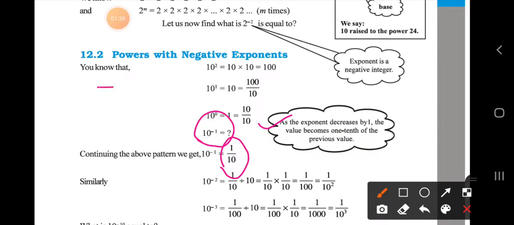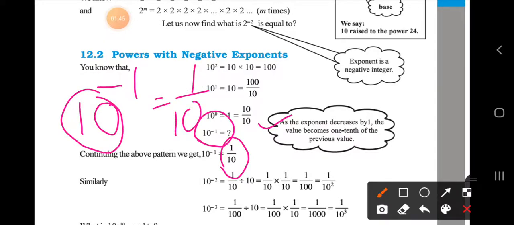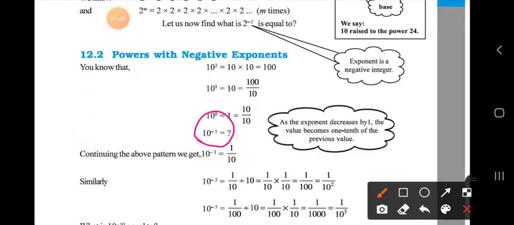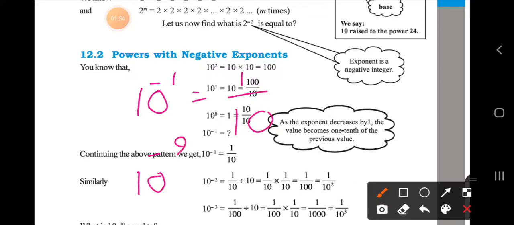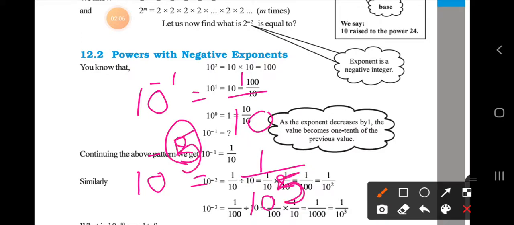So whenever the power of any number is negative, then that number you have to write in the form of numerator and denominator. It means that number will go to the denominator: 10 raised to minus 1 is 1 upon 10. If 10 raised to minus 2 is given, then you have to write 1 upon 10 raised to 2. Your power is 2, that's why here you have to write 2. If 5 is there, then here its power will be 5.